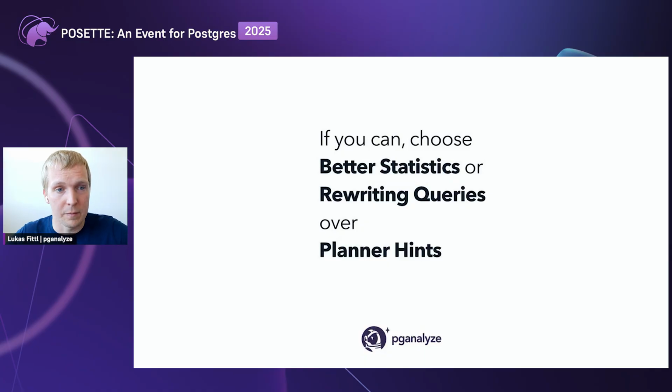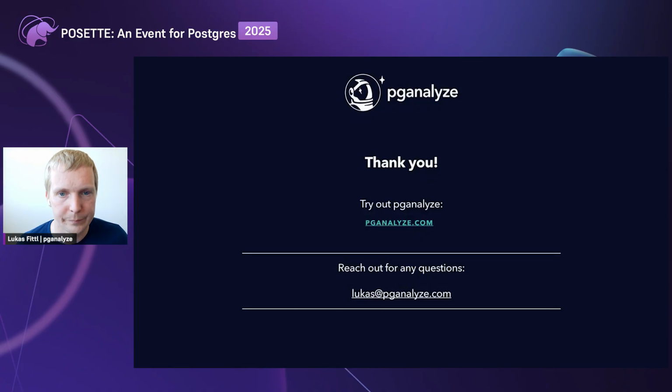And as an overarching principle, I would say choosing better statistics or rewriting queries is always better than choosing planner hints, right? So planner hints really should be a method of last resort. PG hint plan works. Some people use it in production, but it is not efficient. It causes overhead on each query where you're using it. And so I would only use it if you have no other way of fixing a query.